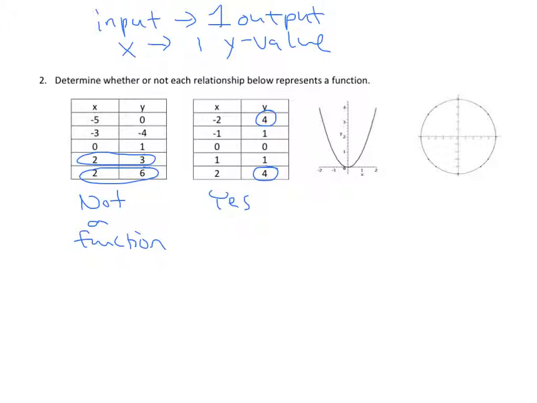In the next example, with graphs, it's almost easier to tell because we can just use the vertical line test. The vertical line test is drawing a vertical line anywhere in the graph. If it only touches once at every place that you could draw it, then it is a function. So yes, this parabola is a function. The circle, on the other hand, would touch a vertical line in two places. So it doesn't pass the vertical line test. It's not a function.